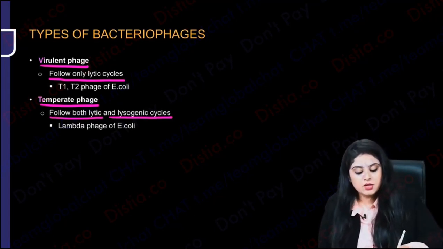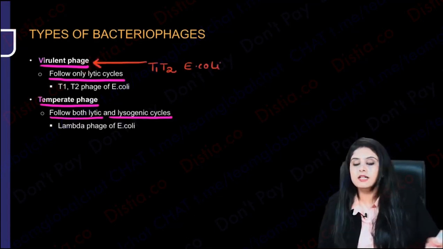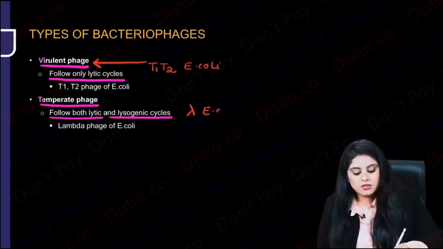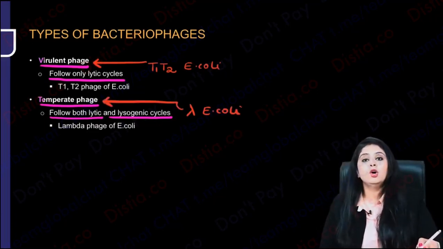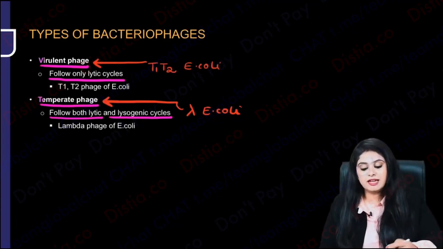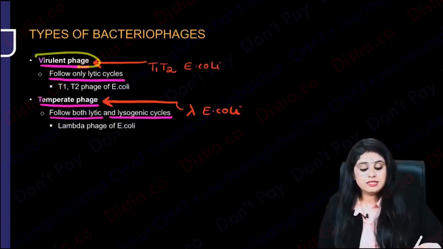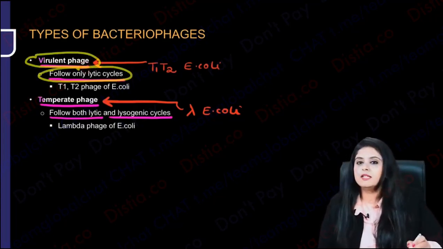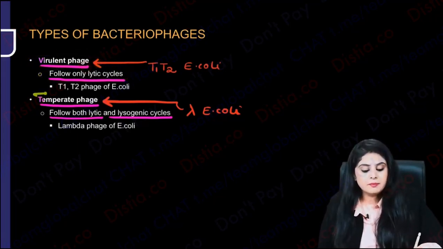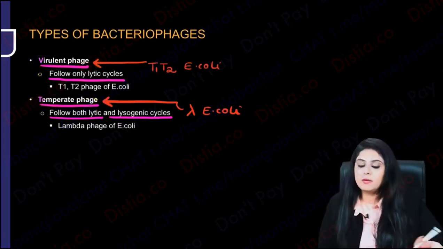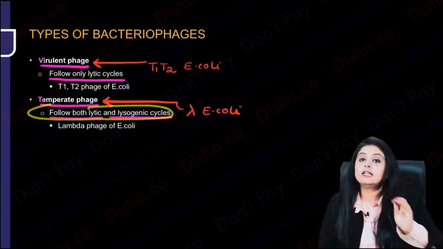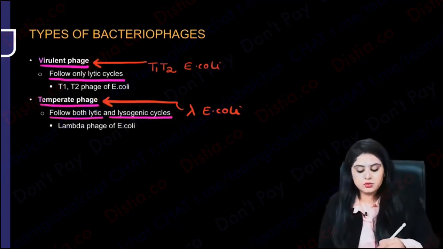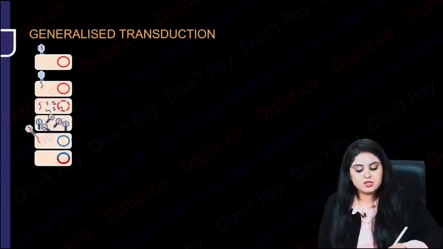If they ask you what the T1 and T2 phage of E. coli are, they are going to be very, very virulent. Whereas the lambda phage of E. coli is going to be temperate. Temperate means it can follow both. So remember these again, like I said, memorize them first. Virulent is very, very virulent. It will only break the cells. It is going to cause lytic. Temperate phage will follow two pathways, that is lytic and lysogenic. Now let's go into the details. Memorizing done. Now let's start with transduction.